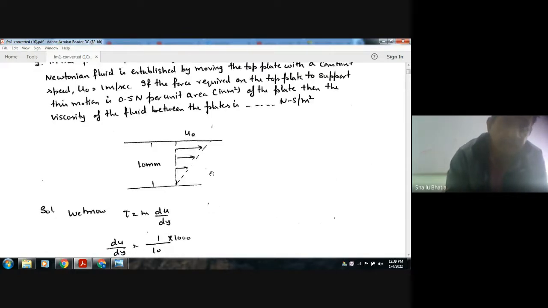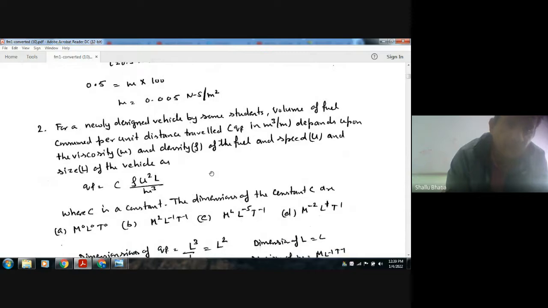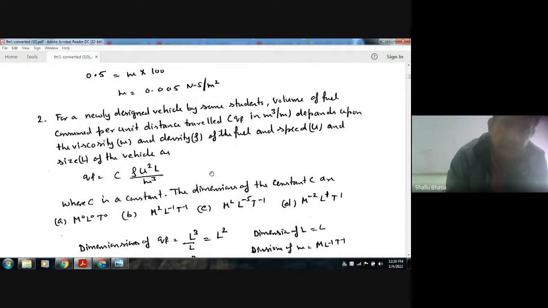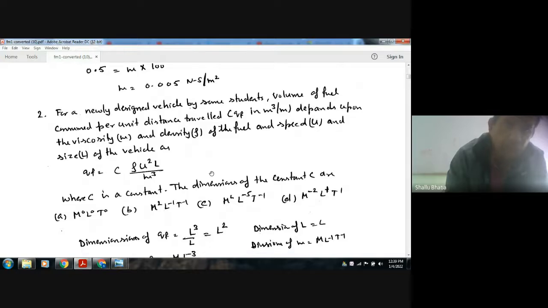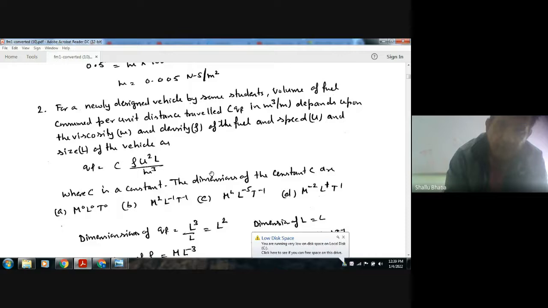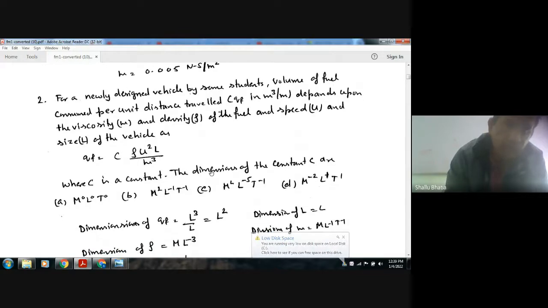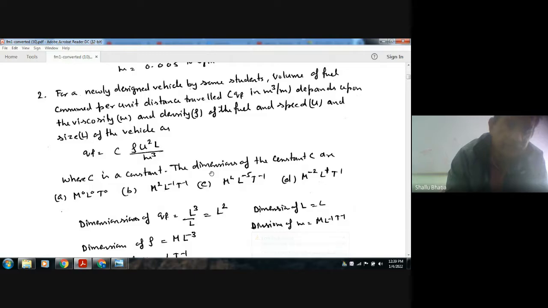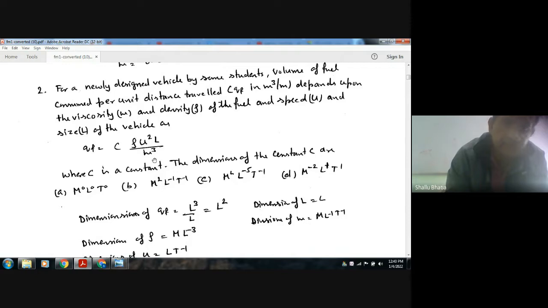Okay. Next, for a newly designed vehicle by some students, volume of fuel consumed per unit distance traveled (QF in meter cube per meter) depends upon the viscosity mu, density rho of the fuel, speed u, and size of the vehicle, as QF is equal to C rho u square L by del P, where C is a constant. What is the dimension of the constant C?